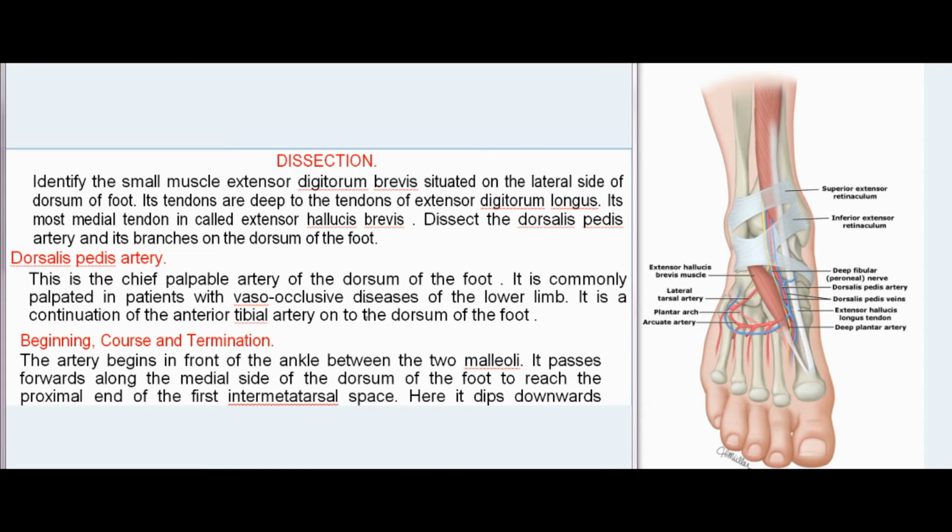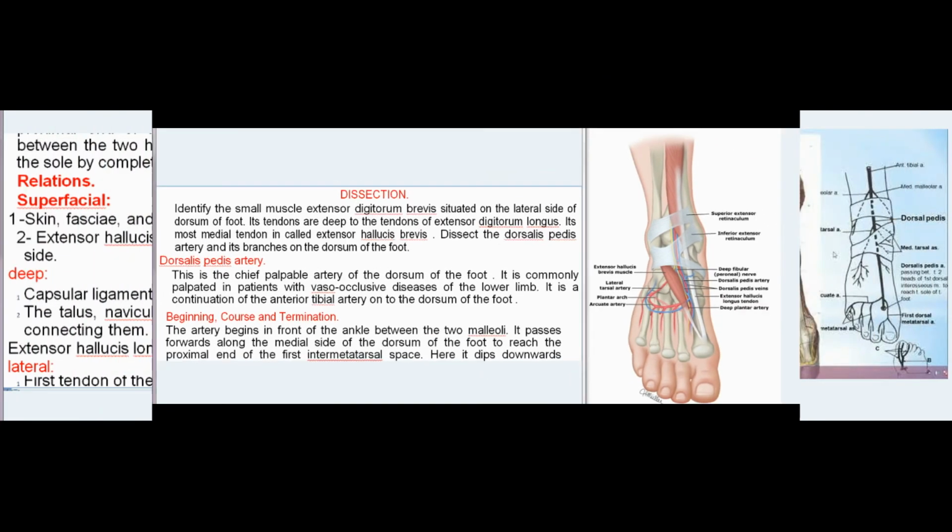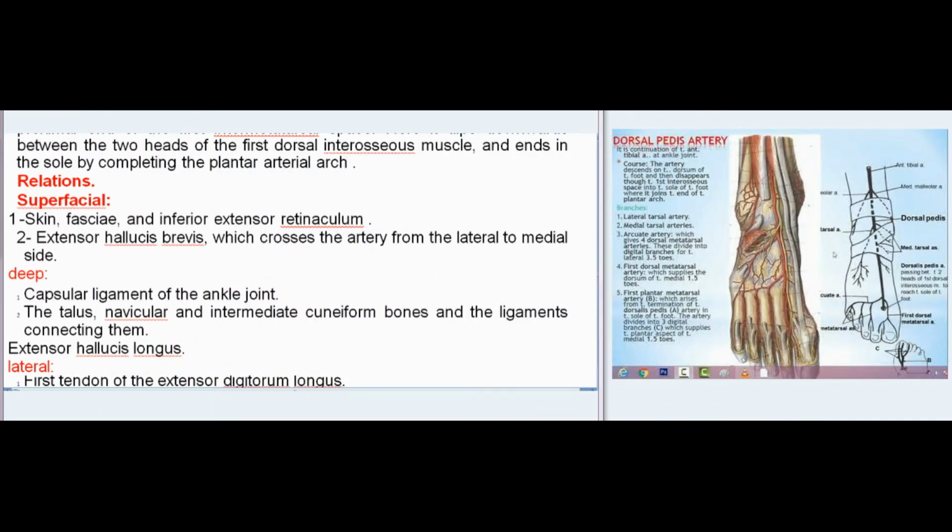The artery begins in front of the ankle between the two malleoli. It passes forwards along the medial side of the dorsum of the foot to reach the proximal end of the first intermetatarsal space. Here it dips downwards between the two heads of the first dorsal interosseous muscle, and ends in the sole by completing the plantar arterial arch.